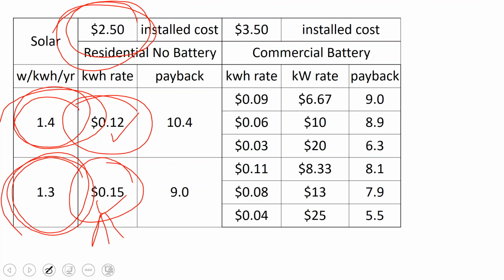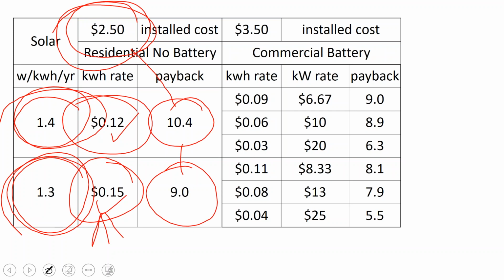So this is kind of the flyover states, all the way from Albuquerque, New Mexico, up to Eau Claire, Wisconsin, where Half Moon is located. And what we see is if you can obtain this $2.50 a watt project cost with the federal tax credit, we're seeing paybacks of between 9 and 10 years.